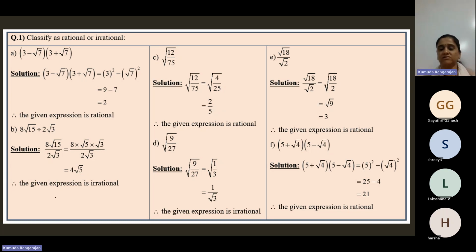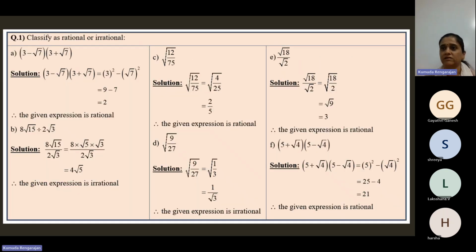I'll present this slide again. Those who want to take down the rest of the questions, please take down all the questions. And then I'll present the answer slide again. Make a note of the questions from G to L. I'll just wait for a minute.